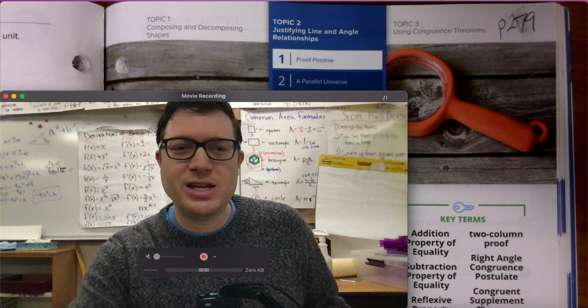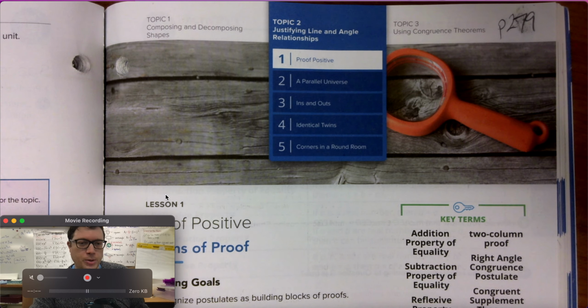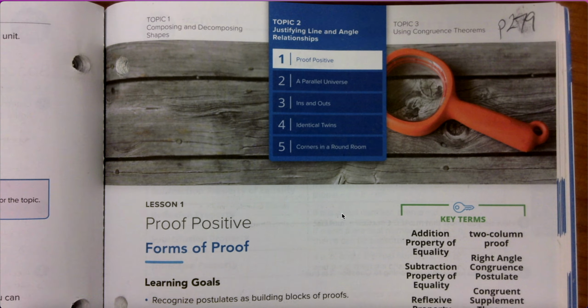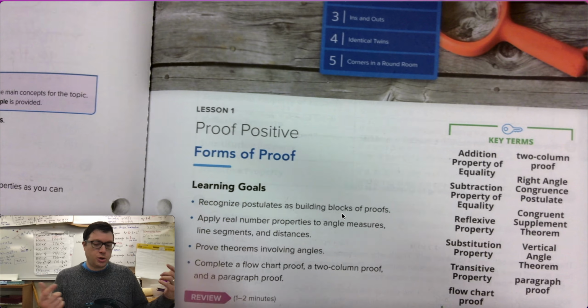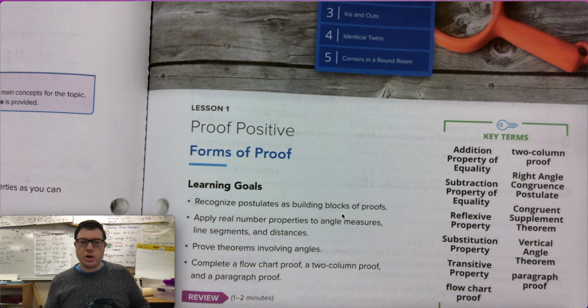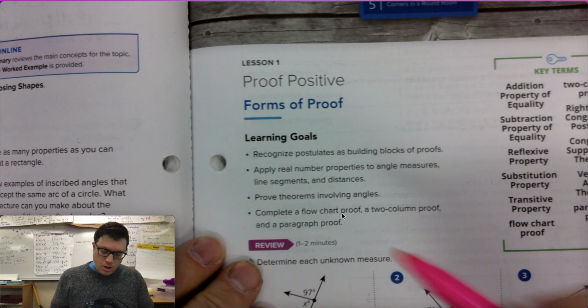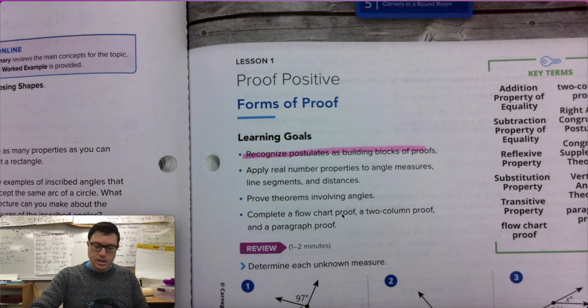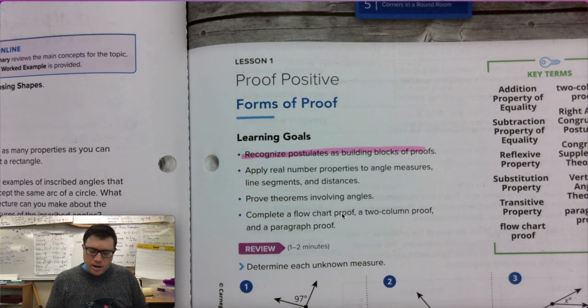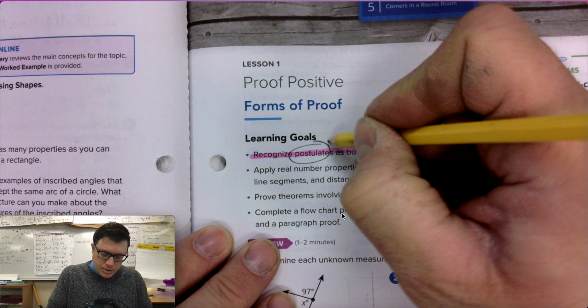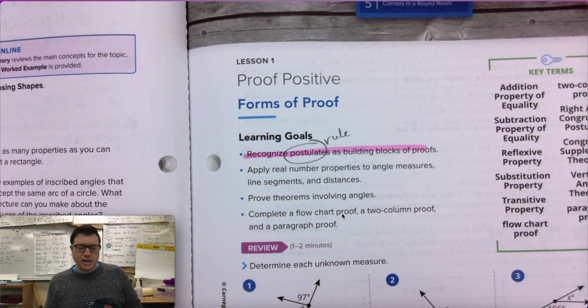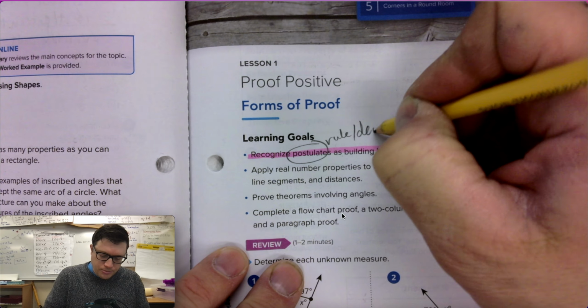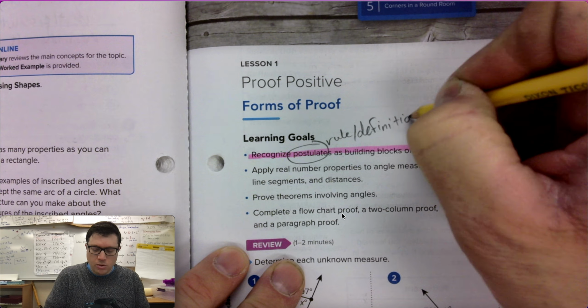Page 279. Get the right number right. Here we go. First of all, in this one, we have forming a proof. I want you to highlight the fact that these are the learning goals for this video. We're going to recognize this thing called a postulate, which is an idea or a rule in math. It kind of is like a definition. We'll talk about what those might mean.